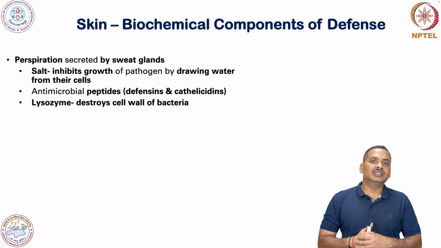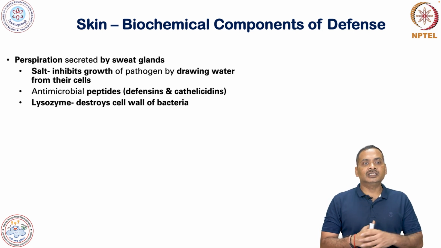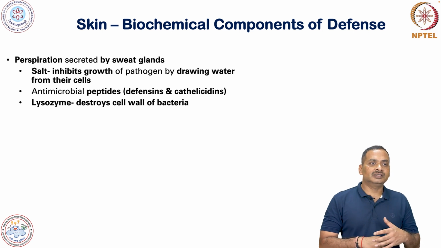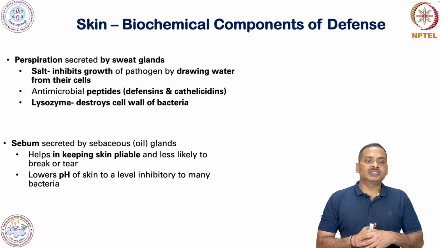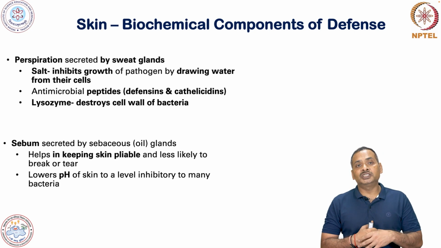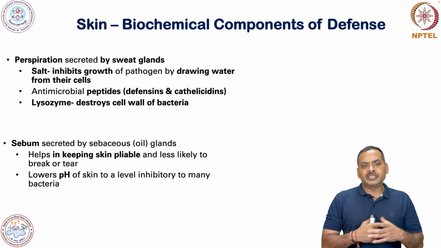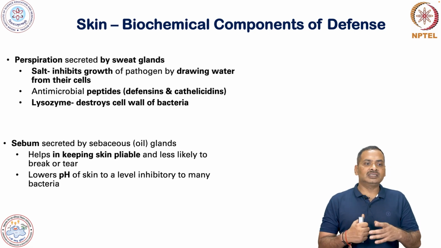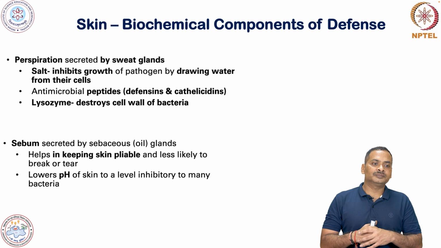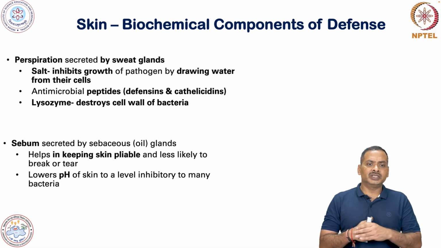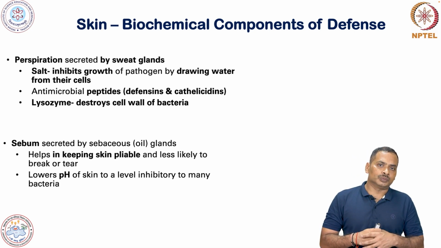There are antimicrobial enzymes like lysozyme, which destroys the bacterial cell wall, that is peptidoglycan. There is production of sebum, secreted by sebaceous or oil glands, which helps in keeping skin permeable and less likely to break or tear. This also maintains low pH in skin, so that there will be inhibition of these microbes.